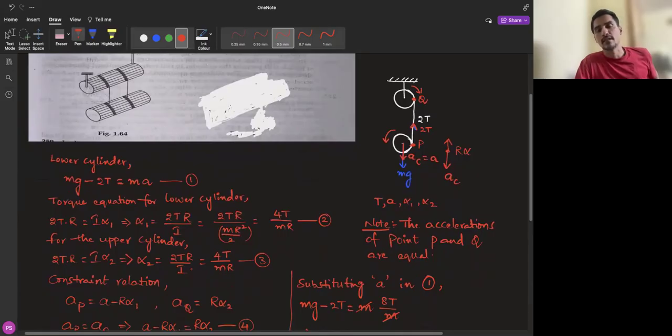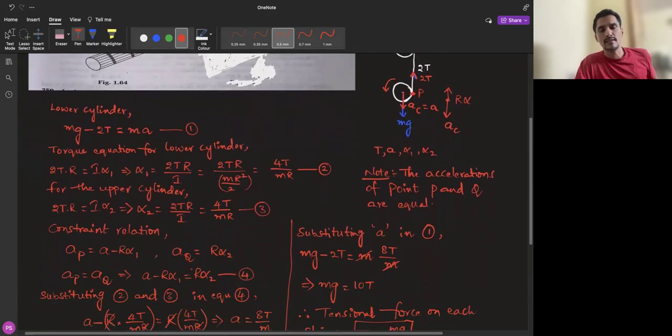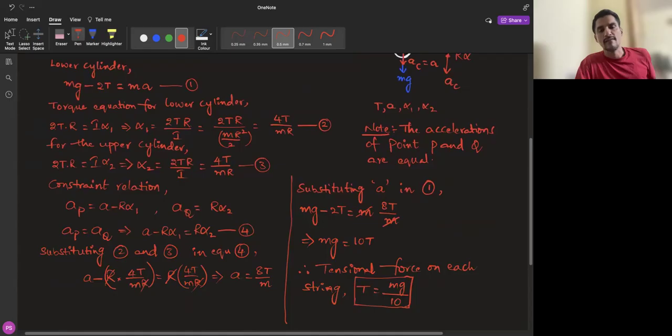And later, I'm going to write the constraint relation. This is very important. Constraint relation means what? Here, the 2 points P and Q that I have drawn have same accelerations. So AP and AQ are equal. So I'm writing AP value and AQ value. And finally, I'm going to get a value in terms of T, that is A is equal to 8T by m. And if we substitute that A value in equation 1, I'm going to get T is equal to mg by 10.